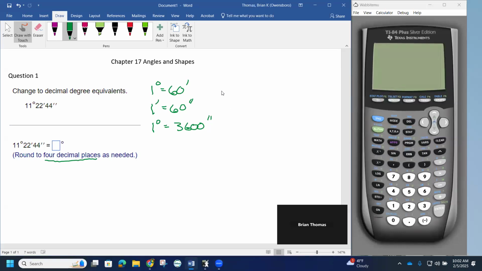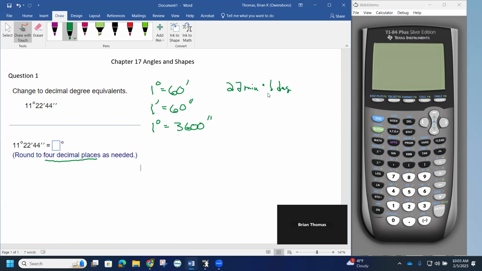Now, one way to do it is to convert it into decimal degrees. We have to convert the minutes and seconds into degrees. So start with the 22 minutes. What I can do is multiply by the conversion factor. Since I want to convert it to degrees, notice that for every 1 degree, there's 60 minutes. It's kind of like a clock. Since I want to convert to degrees, I have my degree on the top.